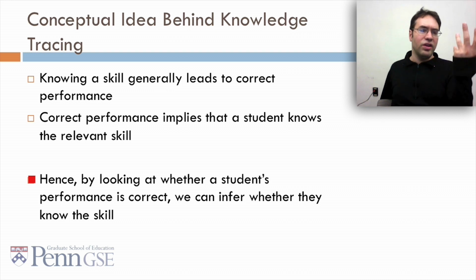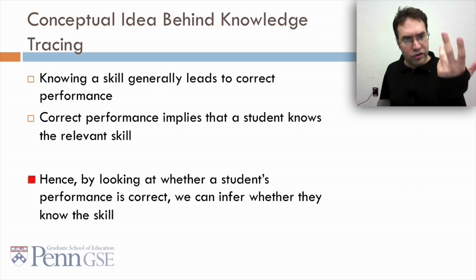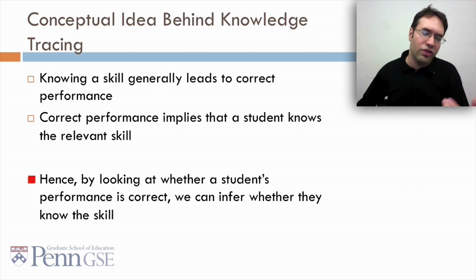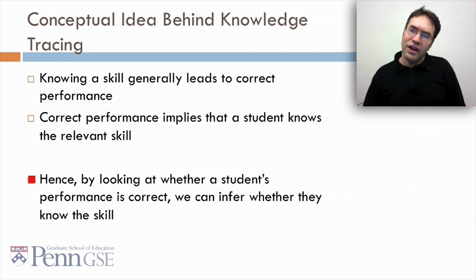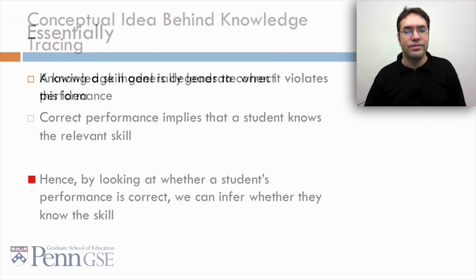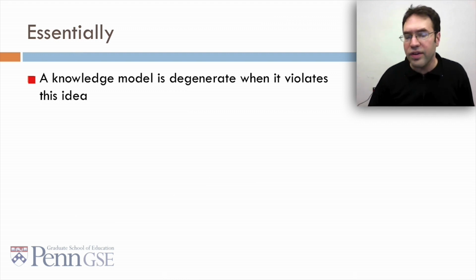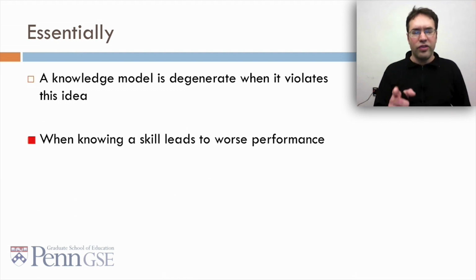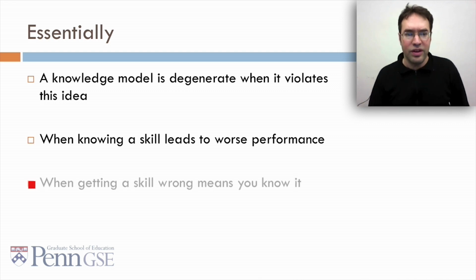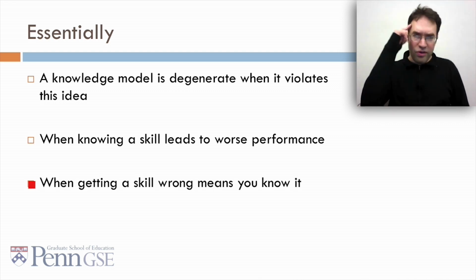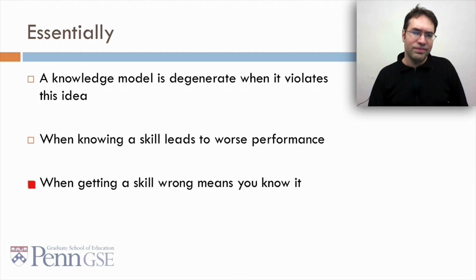So hence, the idea is, by looking at whether a student's performance is correct, we can infer whether they know the skill. And again, if you can't trust that, you're in trouble. Essentially, a knowledge model is degenerate when it violates this idea: when knowing a skill leads to worse performance, and getting a skill wrong means that you know it. It's weird, right? That's why it's called a degenerate model.